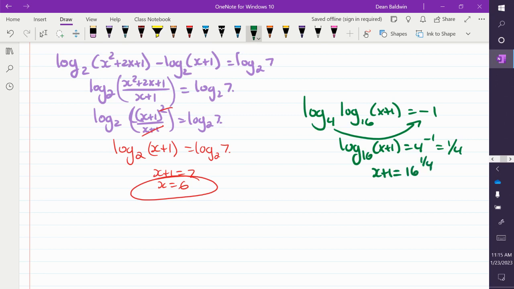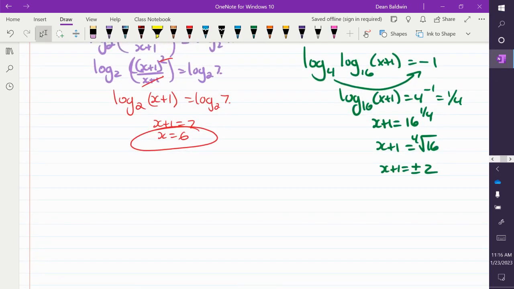What does the power of a quarter mean? 4th root. 4th root, yeah. 4th root of 16 is plus or minus 2. So then you move the 1 over and you go x is equal to 2 minus 1 or negative 2 minus 1, which gives me 1 or negative 3.